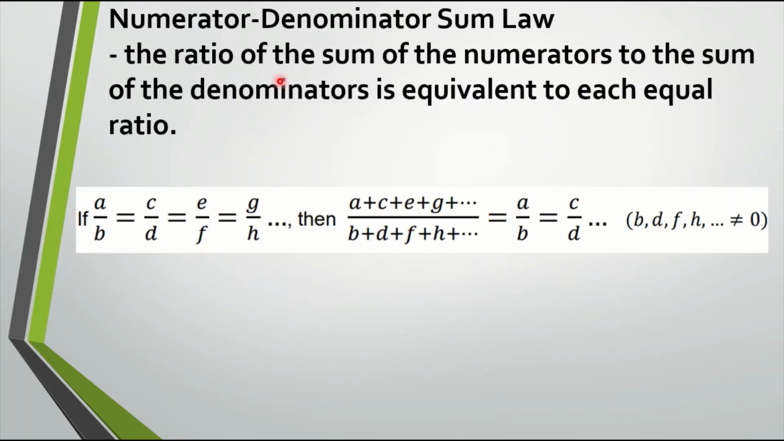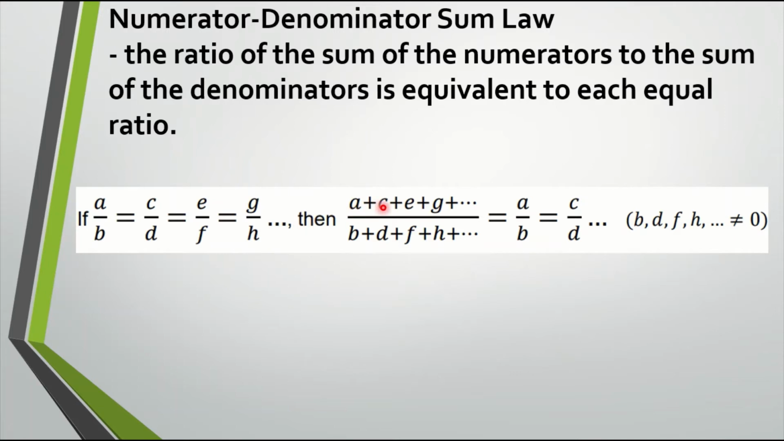Numerator to denominator sum law. The ratio of the sum of the numerators to the sum of the denominators is equivalent to each equal ratio. For example, we have here, if a over b is equal to c over d is equal to e over f is equal to g over h, and so on. Okay? So, pwede pa ma-extend. So, ginamitan na lang ng tatlong tuldok to recognize na dire-diretso pa siya.